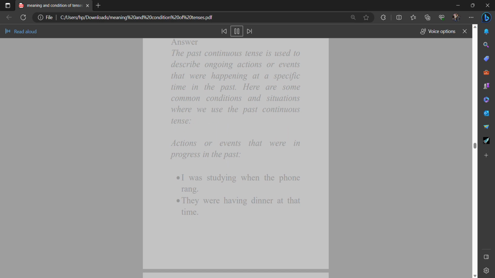Answer: the past continuous tense is used to describe ongoing actions or events that were happening at a specific time in the past. Here are some common conditions and situations where we use the past continuous tense. Actions or events that were in progress in the past. I was studying when the phone rang. They were having dinner at that time.